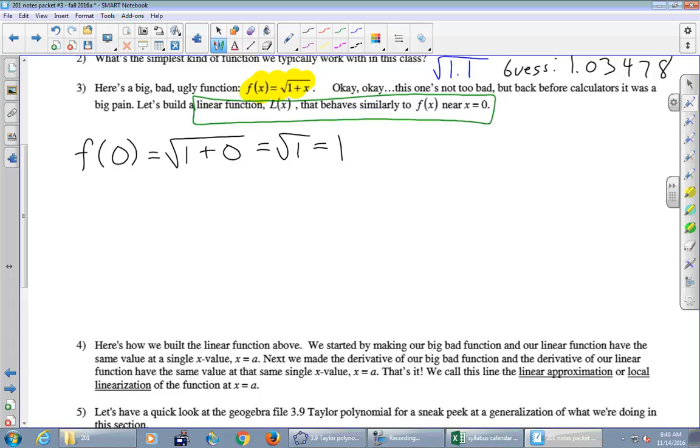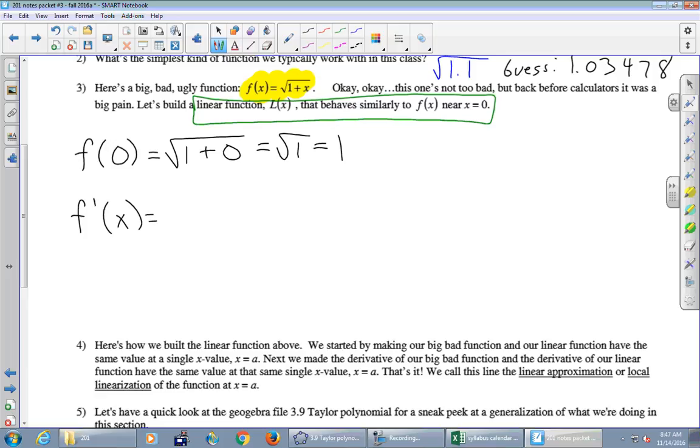That's fine. And we're also going to find f prime of 0. f of 0 and f prime of 0. So let's find f prime of 0. But we can't do that until we have f prime of x. So we're going to build L in a second, but right now we're just playing with f.